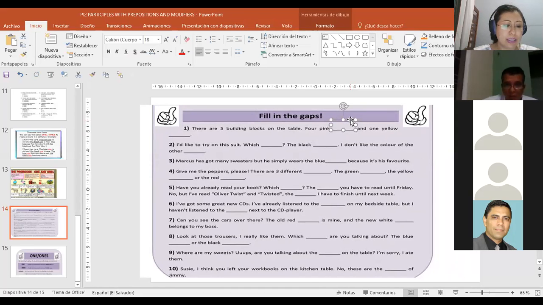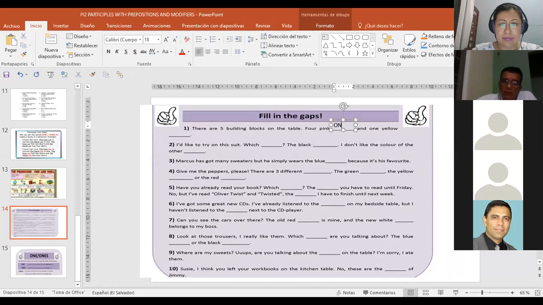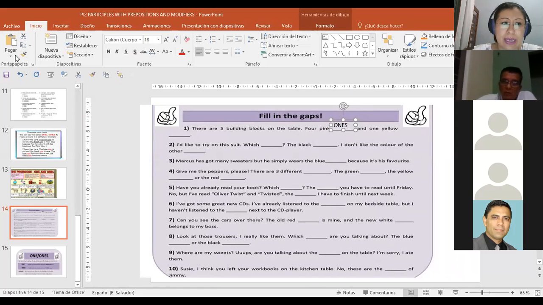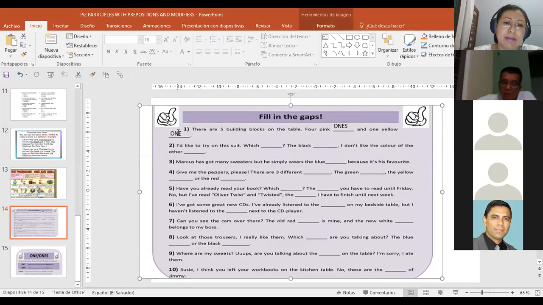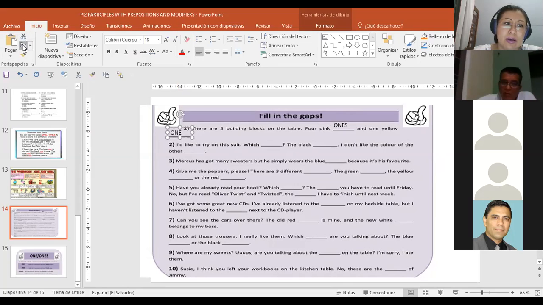Okay, number one, who would like to start? There are 5 building blocks on the table. 4 pink ones and 1 yellow one. Aunque ahí suena un poco redundante, pero dice one yellow one. Es un poco redundante, ¿verdad? En realidad no estaba seguro, pero el último one no debería de ir porque es redundante, pero para efectos del ejercicio, pongámoslo. Ok, very good. What about number 2? Thank you, Noé. You're welcome.